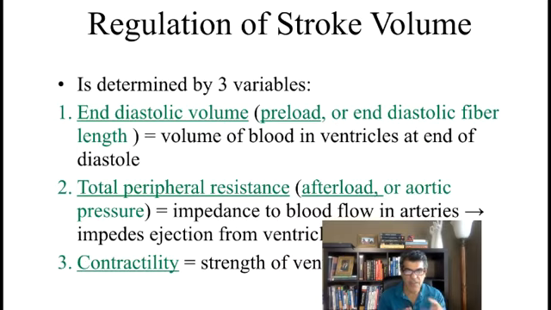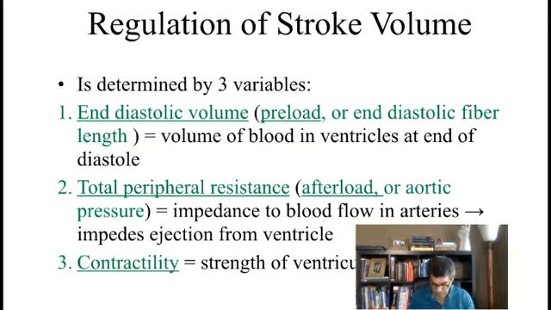So 3 things can determine the stroke volume. 1 is how much blood you have inside the ventricle. That is going to determine the length of your cardiac muscle. The second one is the pressure inside the aorta. The lower the pressure, the heart is going to have an easier time to push the blood out. And at any given time, the muscle of the heart can be strong enough to push more blood out.